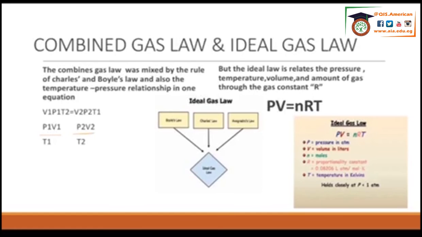After we talked about the combined gas law, we're gonna move to the ideal gas law. The ideal gas law relates the pressure, temperature, volume, and the amount of gas through the gas constant, which is R. It relates Boyle's law, Charles' law, and Avogadro's law. And then we have the law itself. It's PV equals nRT.